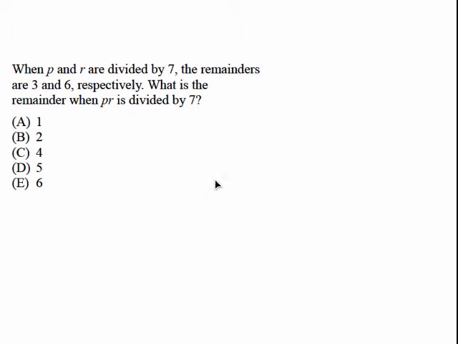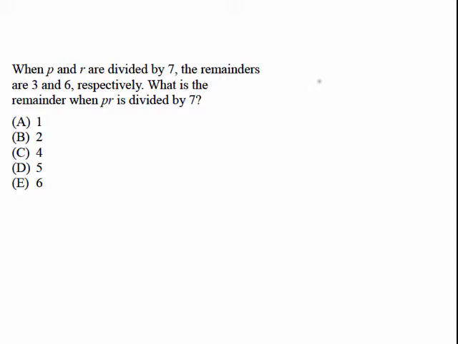Okay, so people are always freaking out about these remainder questions. They're not so bad. I'm going to tell you how I think about them, and hopefully this is helpful for you. When p is divided by 7, the remainder is 3, right? So what that means, and we don't know what p is yet, is that you stick as many 7s as you can into p, and when you can't fit any more 7s, there's still 3 left over to get to p, right?